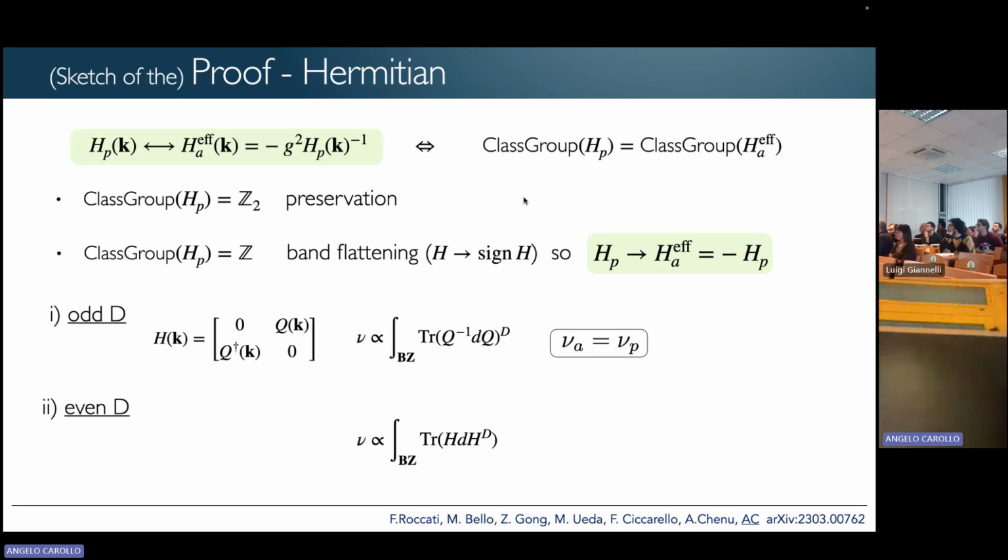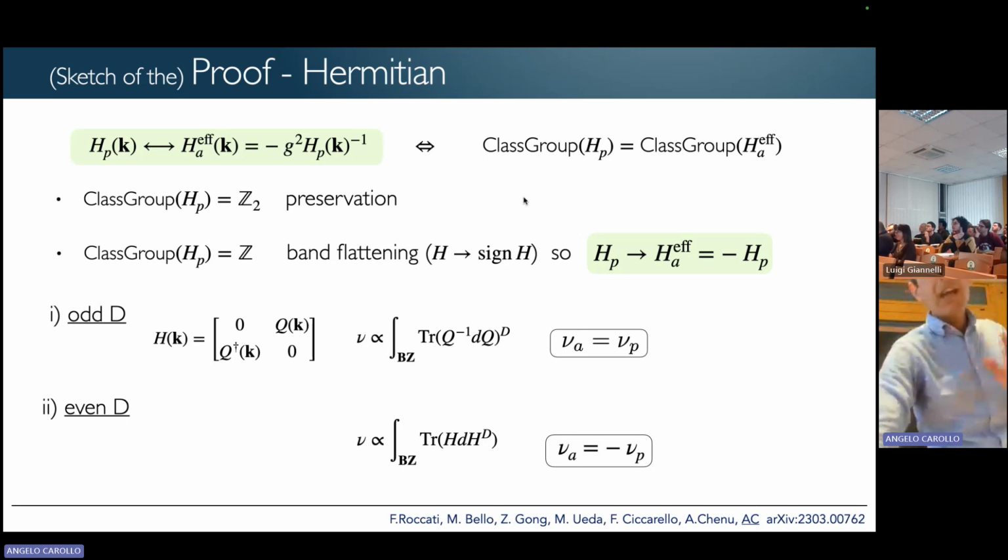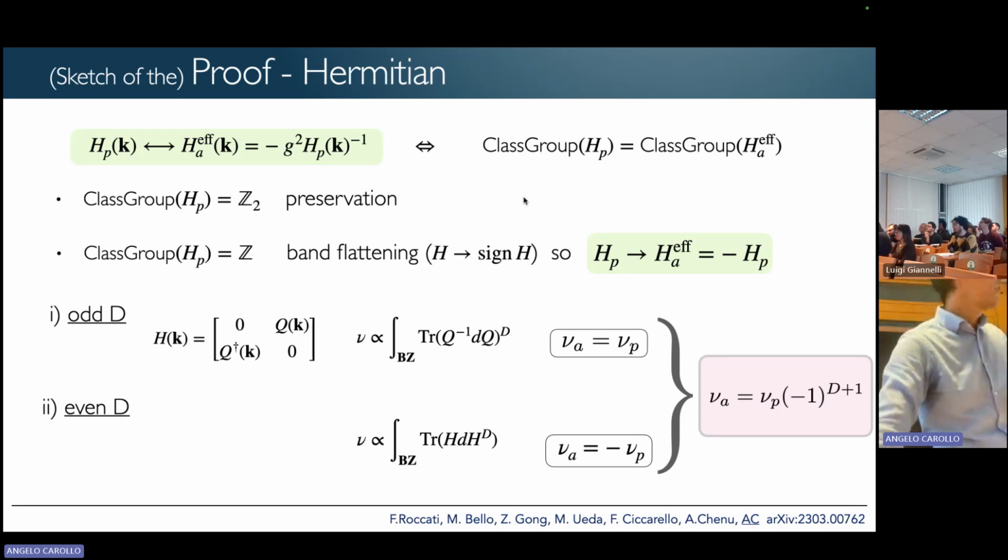Now, if D, the dimensionality of your system, is even, the topological number can always be written in this slightly more complicated way, and you see that under the change of sign, it changes sign. That's it. In simple terms, that's the mathematical reason why this is happening.